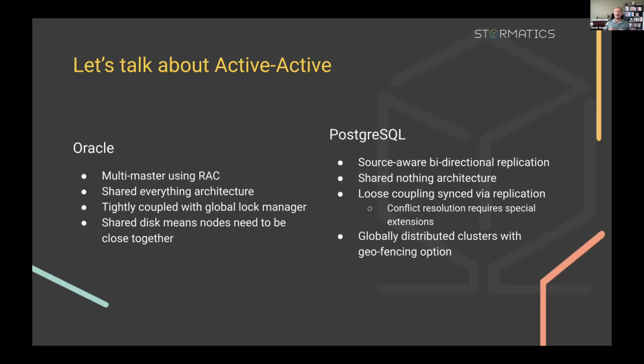But the advantage is that you can actually distribute such a cluster globally. You can even geofence such a cluster where, let's say, you have a globally distributed client base, and you want to segregate regions within the database. You want APAC data to remain in APAC regions, EMEA data to remain in EMEA regions, and the Americas to remain in the Americas region. You can geofence in that cluster that is using bidirectional replication.